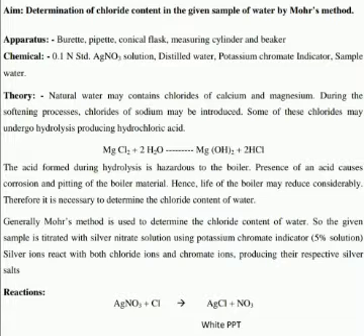Also, these chlorides undergo hydrolysis and produce hydrochloric acid. For example, magnesium chloride, when it reacts with water, forms magnesium hydroxide and hydrochloric acid. This hydrochloric acid is very hazardous for the boiler because its presence causes corrosion of the boiler, etc. So this Mohr's method is very useful.